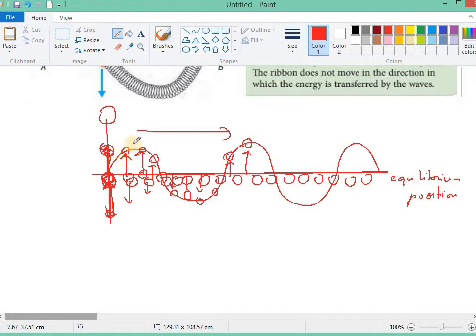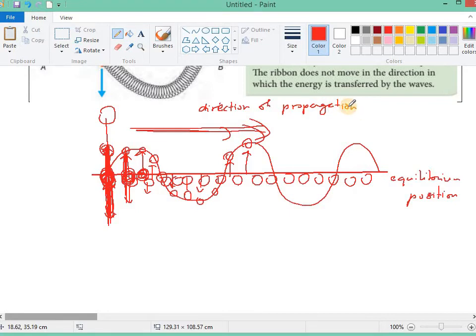But do the water molecules go together with the wave or not? No, this water molecule is still here, this one is still here, this one is still here, in this position. They only go up and down, up and down. But the energy transfers in a direction that is perpendicular to the direction of the oscillation. This is the direction of oscillation, up and down. This is the direction of propagation.